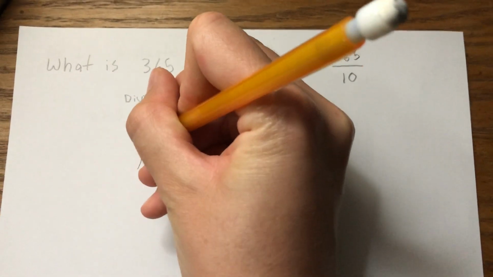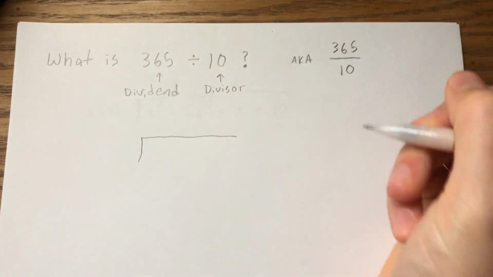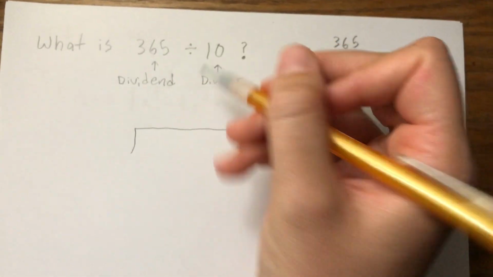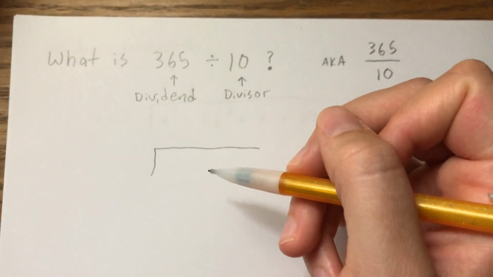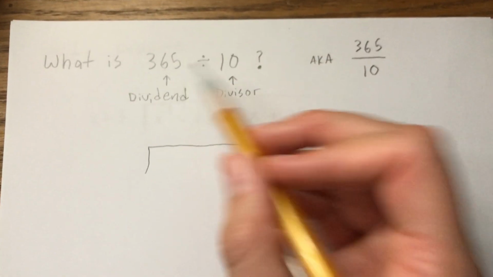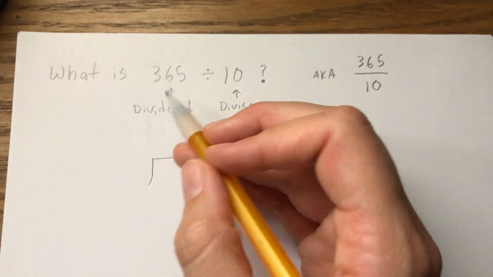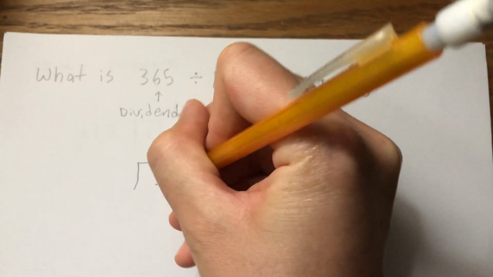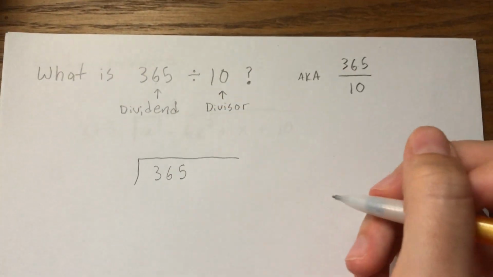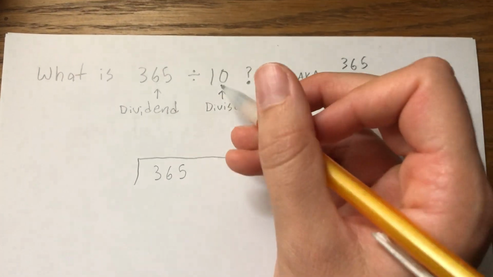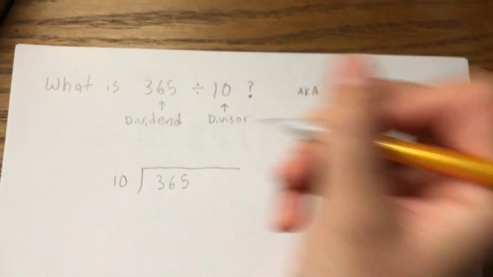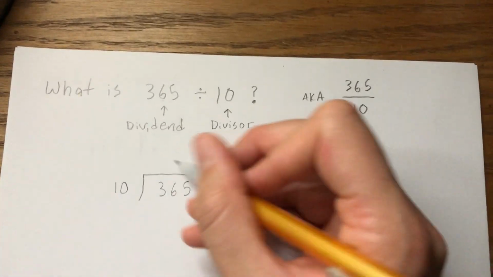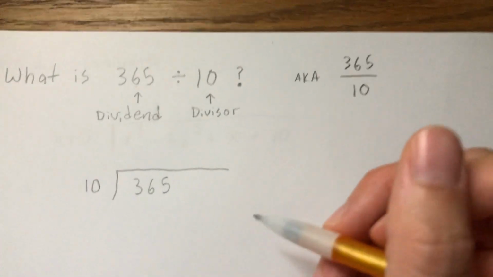You've got to draw this little box looking thing, and then which of these numbers goes in the box? Do you remember? It's always the first one or the top one. I like to think of that one as the most important because it comes first. So the dividend goes in the box. Then the divisor goes on the outside, and the answer will be up here, the quotient.